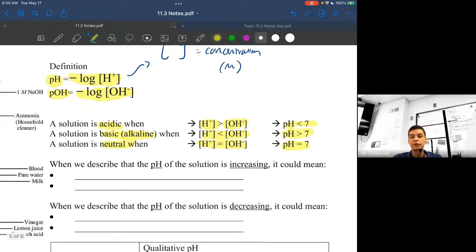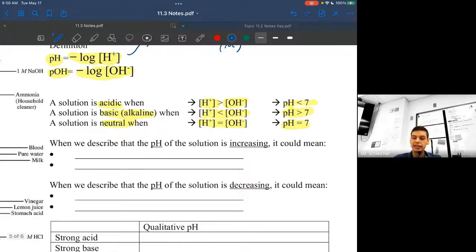We were verbalizing this before, but basically, if the pH is increasing, if it's going up in number, then we can say it's getting more basic. So the amount of OH minus is going up, and the amount of H plus is going down. If the pH of the solution is decreasing, or the numbers are getting smaller on that pH scale, the amount of OH minus is going down because the amount of H plus is going up.